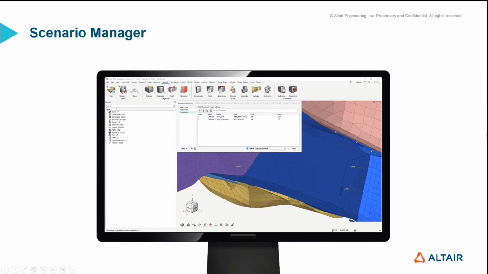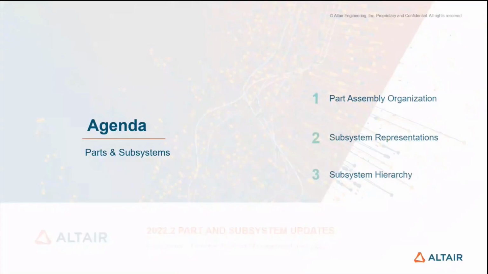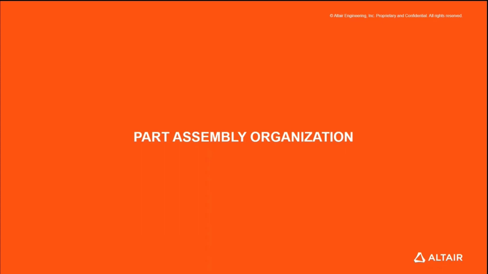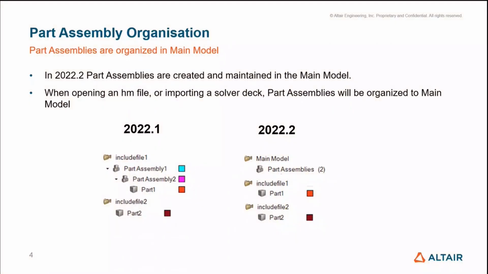Thanks, Tim. Okay, so as Tim introduced, I'll be going through some of the parts and subsystem updates that have happened for 22.2. And all three of these are interrelated. They're all related to how parts and subsystems interact with include files effectively. And the first piece is part assembly organization. So in 22.2, we have made it so that all part assemblies are created and maintained in the main model. They no longer get organized into include files.